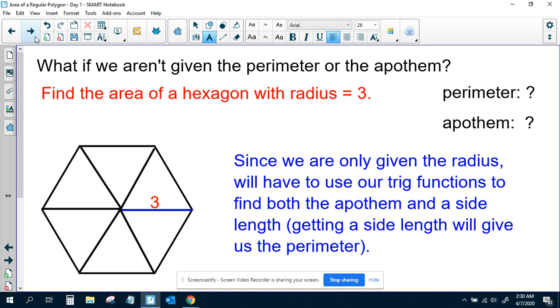Okay. Next challenge. So we're going to use another hexagon again. But this time, what if we aren't given the perimeter? We're not given the apothem either. How can we find the area of this hexagon? They're only giving us a radius of 3. Well, since we're only given the radius, we're going to have to use our trig functions again. We're going to have to do it twice. We're going to use our trig functions to find the apothem, and then we're going to have to do it again to get the side length. So let's dive in here and see how this works.